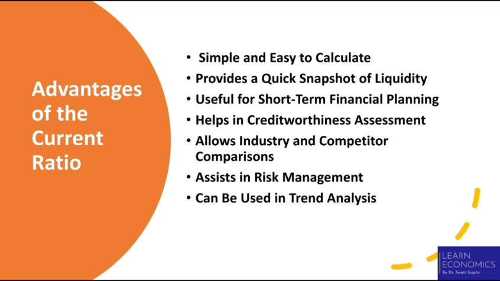Sixth, assists in risk management. Monitoring the current ratio over time helps the company to identify financial risk early. If the ratio is declining, the company can take corrective actions and it helps to avoid a liquidity crisis. Seventh, can be used in trend analysis.